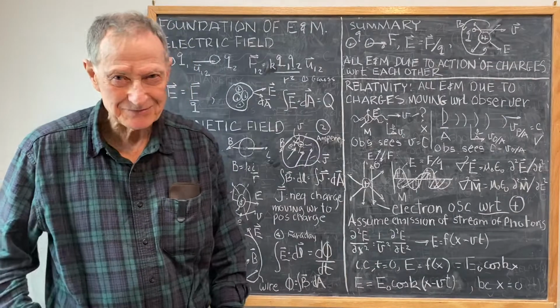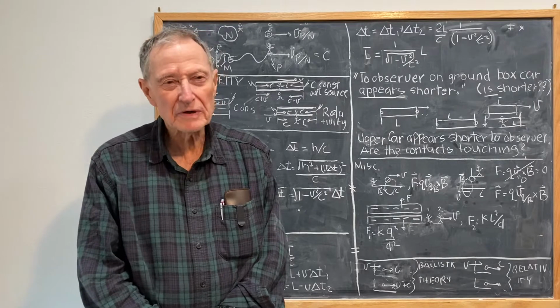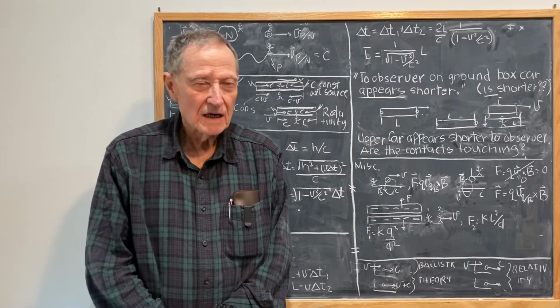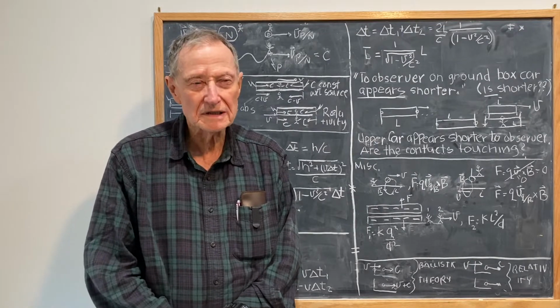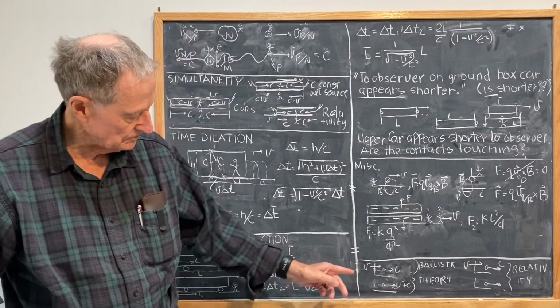In part 2, I'm going to consider light from the viewpoint of relative speed and relativity. Relative speed is really also called the ballistic theory of light. And I can illustrate real briefly the difference.